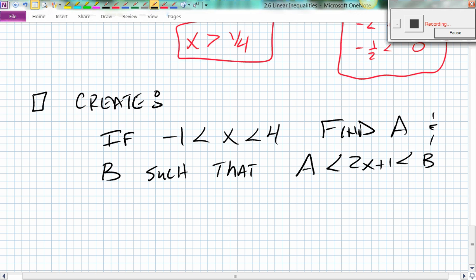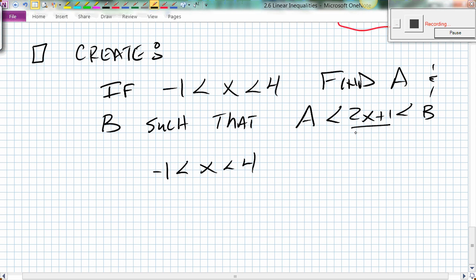Okay. What does this even say? If negative 1 is less than x less than 4, find an a and a b such that a is less than 2x plus 1 less than b. That's so strange. Here's what they want you to do. They want you to start off with negative 1 less than x less than 4. Now they want you to build this. Notice I have an x in the middle, and I want to build a 2x plus 1.